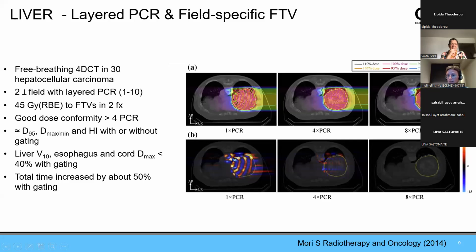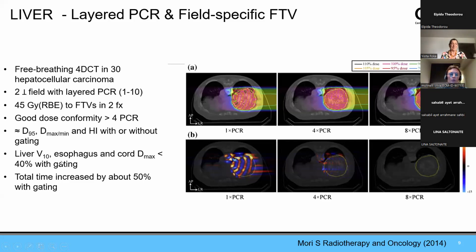interplay is a random effect. So when you treat with protons, you always have this advantage that using multiple fractions, the effect of interplay can be somehow smeared out at the end of the treatment. Not completely, but at least it's fractionation. It's a kind of rescanning basically. But they were delivering it with 2 fields and just 2 fractions. They concluded that the results were good even without gating.